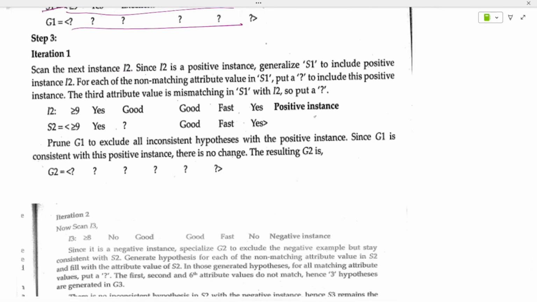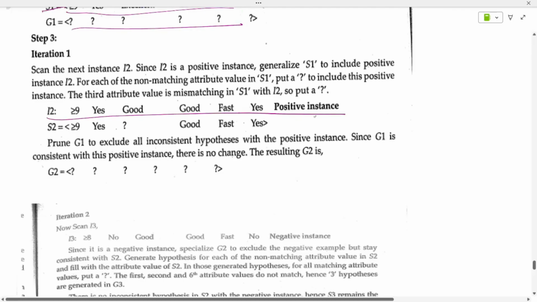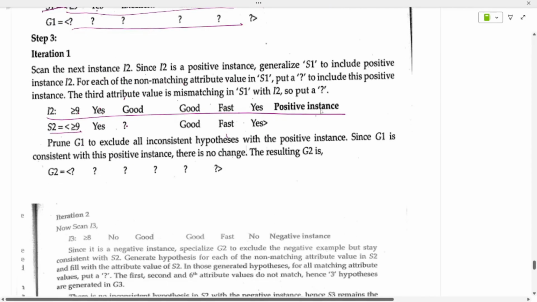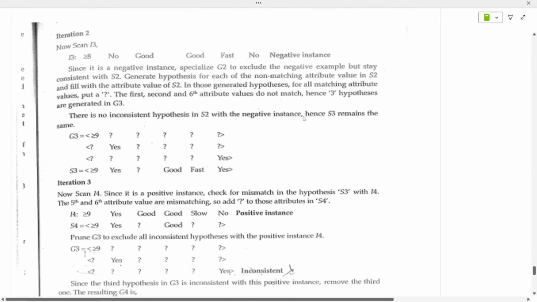Now you can see here again it is a positive instance, S2. Again you will be comparing with previous, that is greater than 9, greater than 9, yes, it is good and excellent, so you will be replacing with question mark. Good, good, yes, fast, fast, fast, yes, yes, yes. So you will be replacing with the same. But here G will also be the same, that is question mark, because it is a positive instance. Next you will be going to iteration 2, that is you will be considering instance 3.